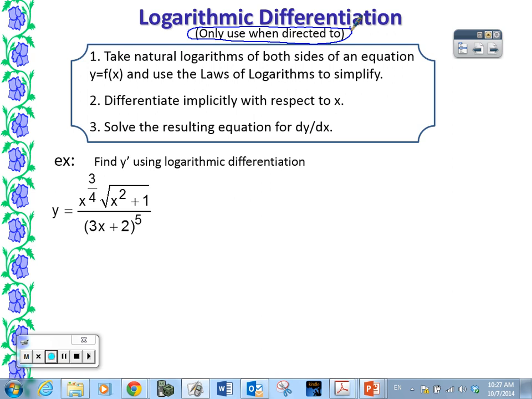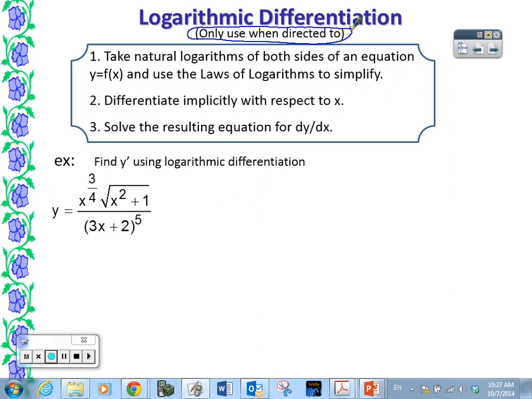Okay, we're only going to use this technique when you are instructed to, because you're going to come out with a derivative that looks different than if you had not used the technique. All right, and they would do that on the test. They would say use logarithmic differentiation, or how would you use logarithmic differentiation, something like that. They're going to talk about it. Now, when do we use logarithmic differentiation? Well, when you're told, right?